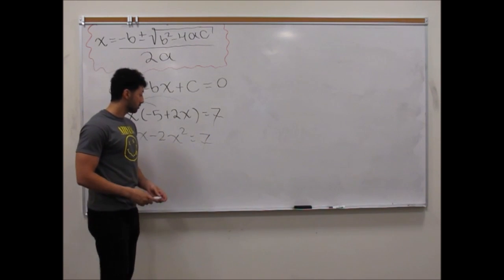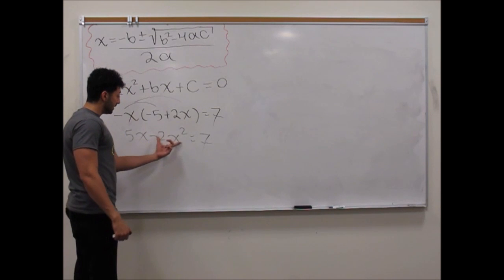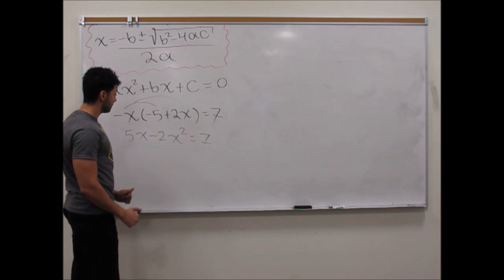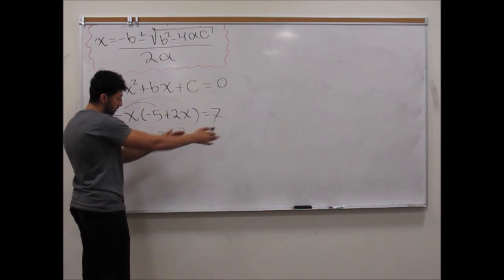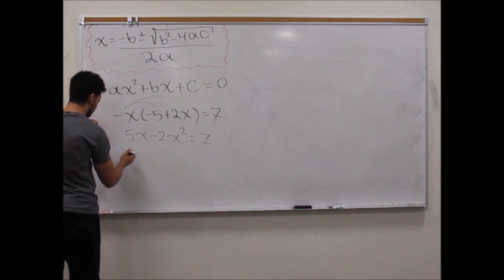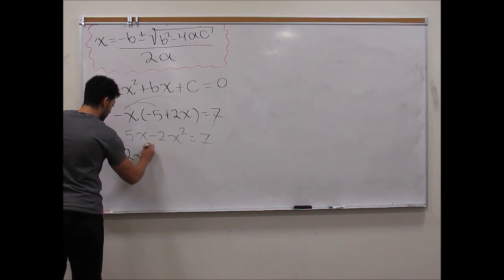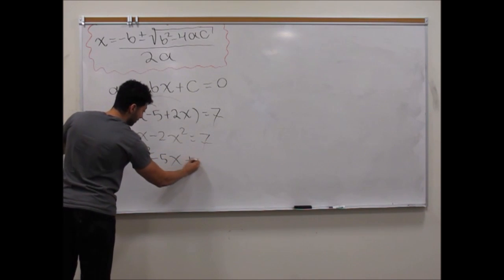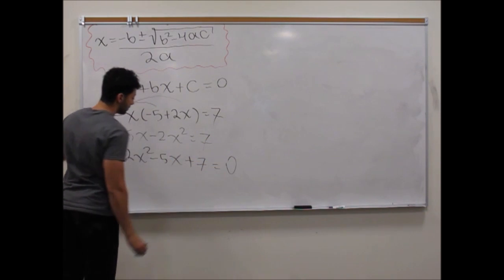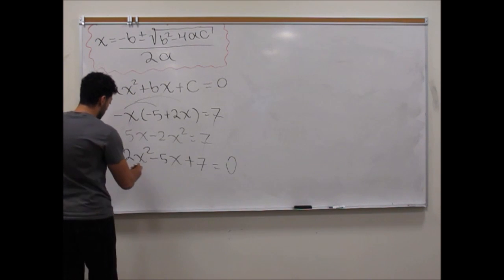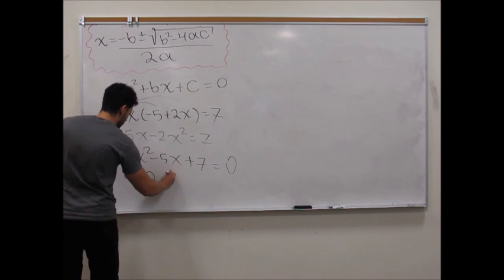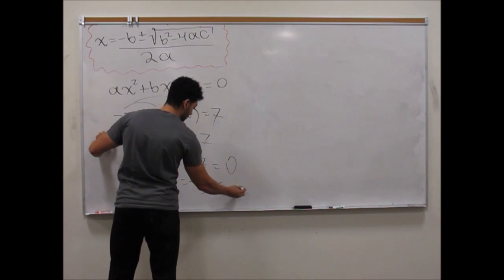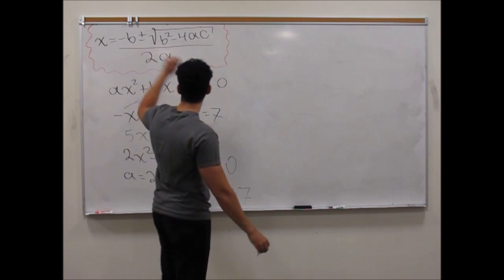It's looking quadratic. Cool. I don't really want the coefficient on my leading term to be negative. So why don't we just move all this stuff to that side? Add the 2x over. So you get a 2x squared minus the 5x over, and the 7 was already there. Okay, so this is looking nice. So my a is equal to 2, my b is equal to negative 5, and my c is equal to 7.